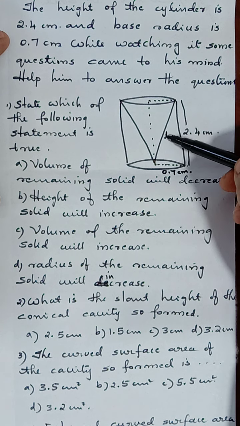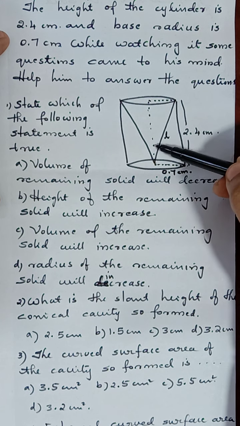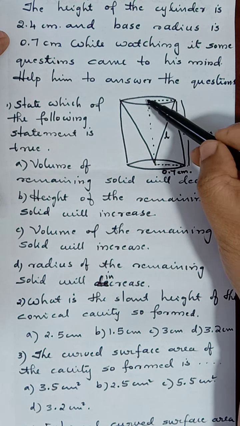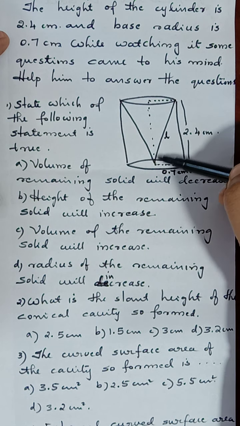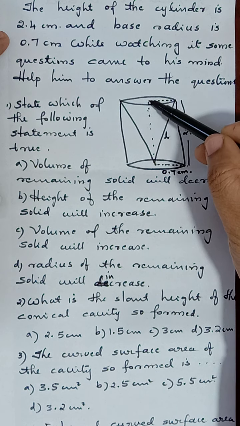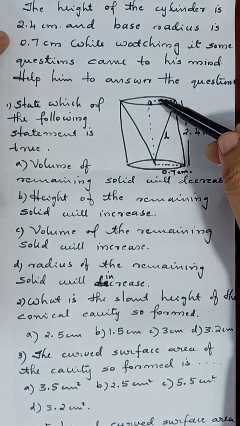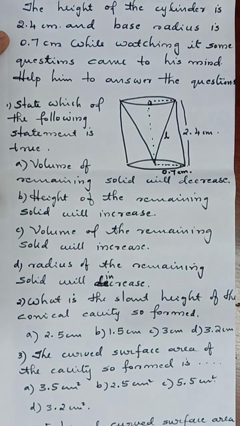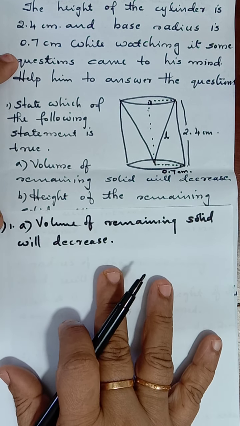Isn't it L square is equal to R square plus H square? We are going to use the formula. For a cone, we have to consider the radius, height and slant height, and it forms a right angle shape. Therefore, by Pythagoras theorem, we are using this formula, L square is equal to R square plus H square. That is what we are going to substitute for question number 2.